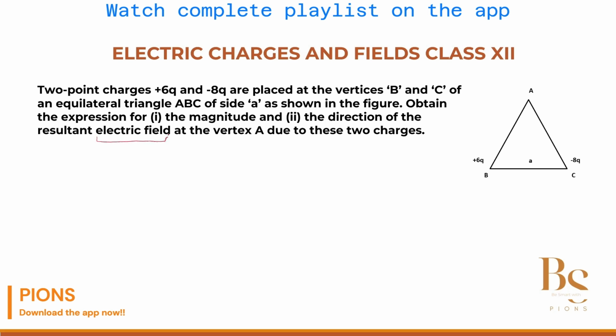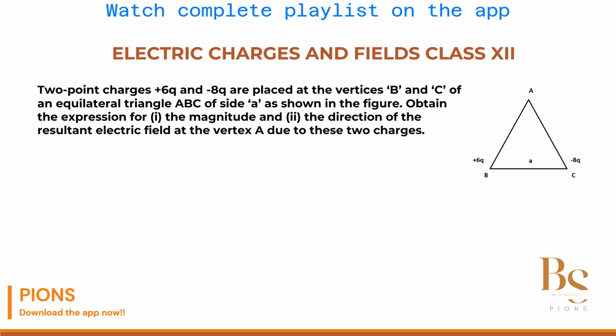Now this is a very, very important thing. There are four things you have to be very careful about while reading the question: force, field, potential and potential energy. All four things are different, and even though their formulas look quite similar, you have to be very careful with that. So we need the direction of the resultant electric field at vertex A due to these charges, direction also and magnitude also.